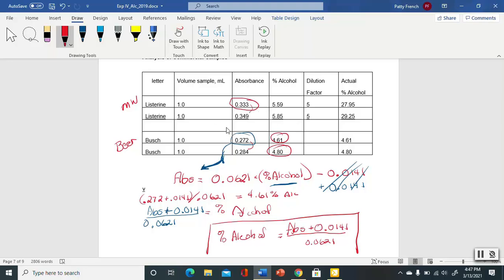So in order to be able to get it to read in our spectrophotometer, Mr. Proetta diluted this by 5. So once you find the percent alcohol in your diluted mouthwash sample, you multiply it by 5 to get the actual percent alcohol. And we did that in both cases here and found that our alcohol was 28-29% for the Listerine. The Busch Beer, on the other hand, was between 4.6 and 4.8, and we did not have to dilute that because it was low enough in alcohol.